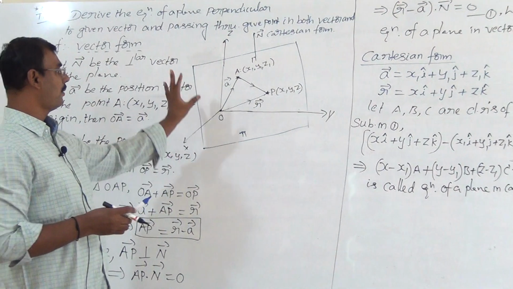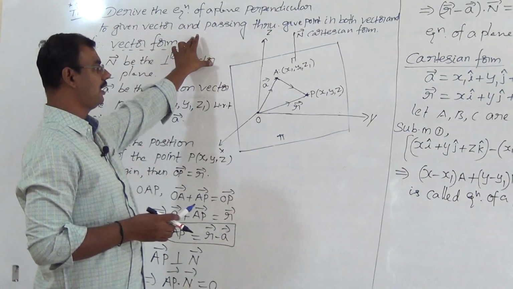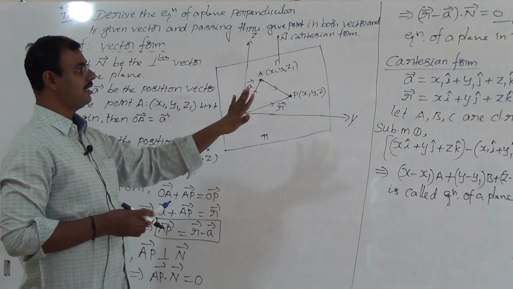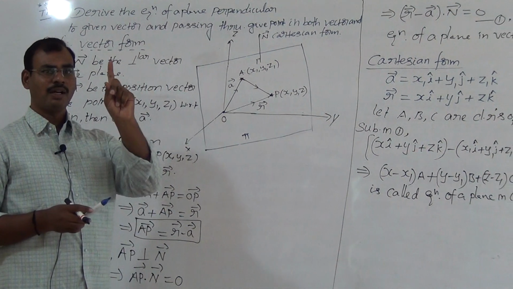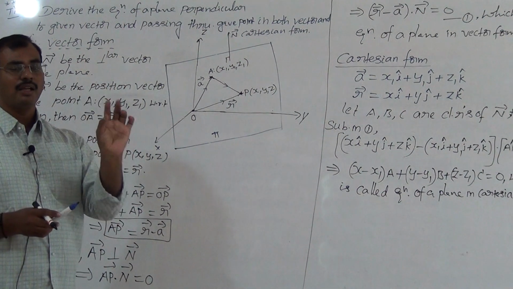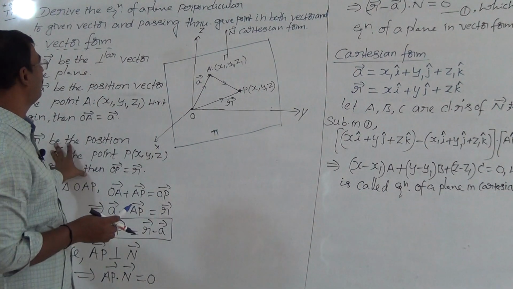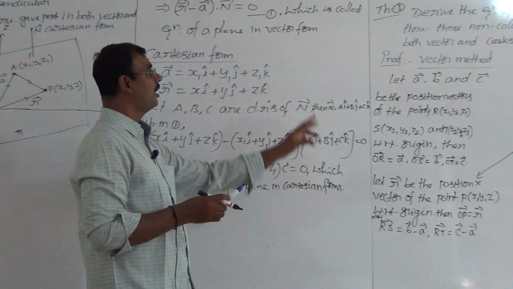All of you remember how to draw the geometrical figure from the given data. So prove the vector equation form and the Cartesian equation form. In all theorems we are using only one technique. What is the logic here? Dot product will be 0 always. Clear this one? Now I am going to theorem number 3.